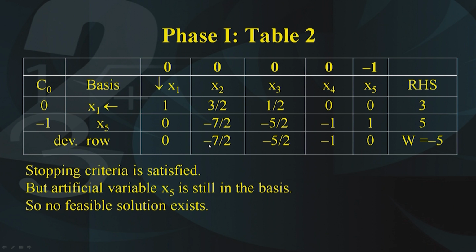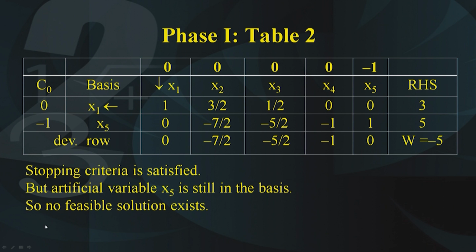So, we find that the optimality condition has been satisfied. But if you look carefully, what do we find? We find that this artificial variable x5 is still in the basis, because our artificial variable x5 is having value 5, and our first phase of the objective function is still not attained.